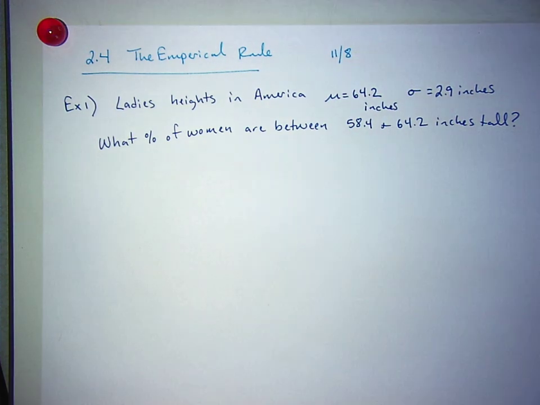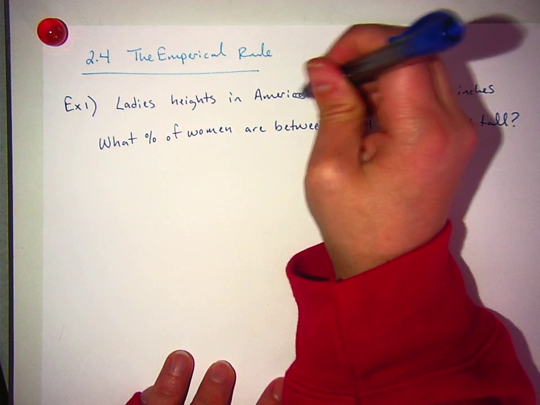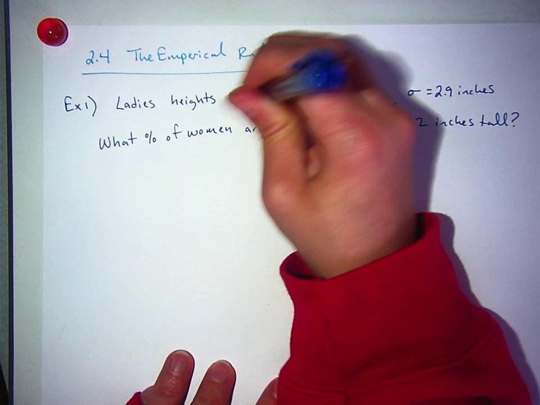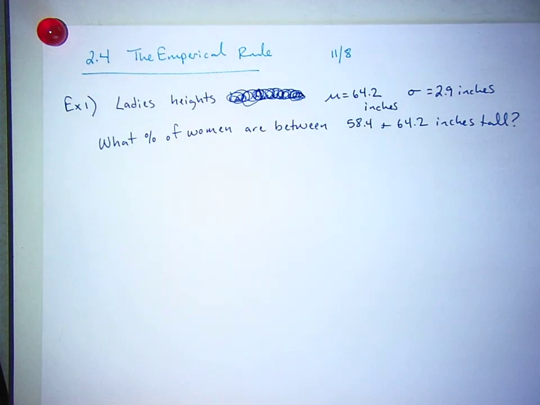I think this is actually wrong. I know this is correct data, but I think I'm wrong about it being in America. I think it's just ladies' heights all over the world. Because in America, we tend to run taller than other places.